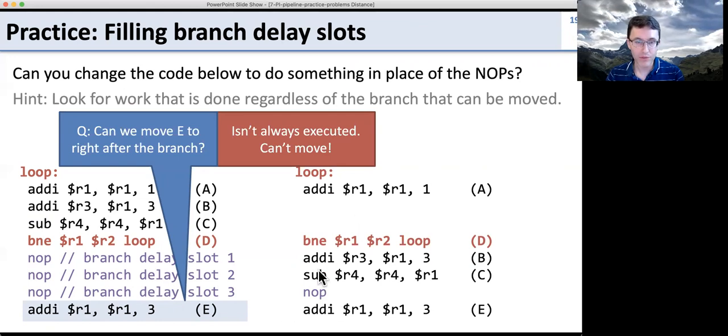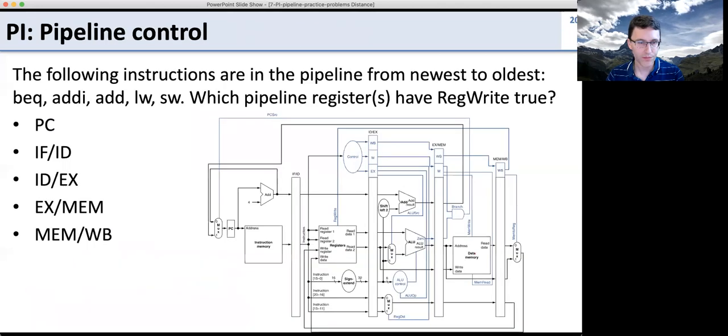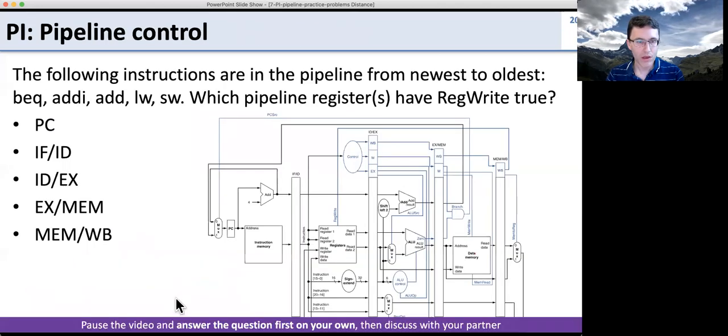So here we're able to optimize things. We're able to move 2 instructions from within the loop into these branch no-op slots. And that means that as we execute this code, we only have 1 cycle in each branch where we're not doing anything, so the performance will be better. All right. Go ahead, pause the video, answer the question first on your own, and then discuss it with your partner.